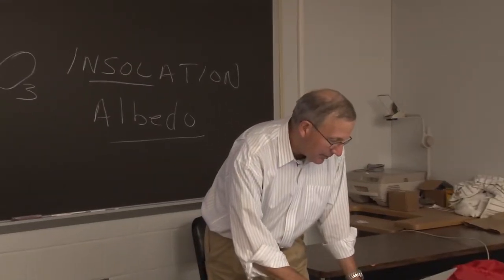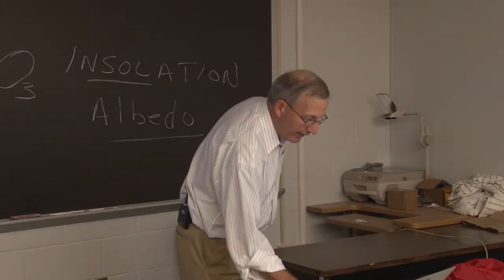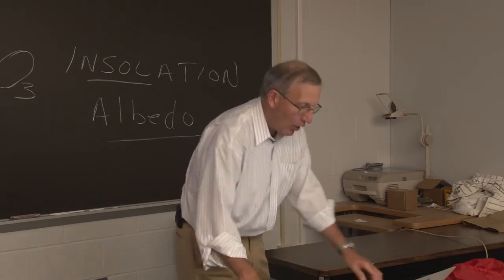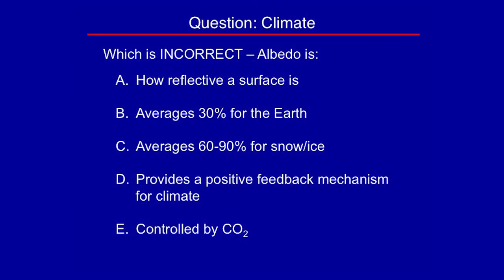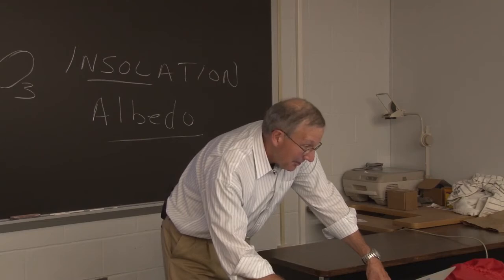So let's go to another clicker question. And the question is, what is incorrect about albedo? A is how reflective a surface is. B averages 30% for the Earth. C averages 60% for snow and ice. I give the answer here. I'm sorry, the slide got messed up. And E is controlled by CO2. And the point of this slide, I won't bother with the clicker. We'll see. I guess you all got it right.